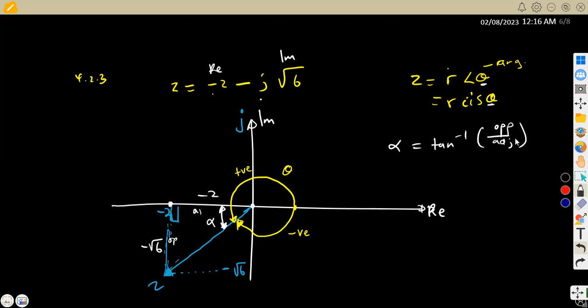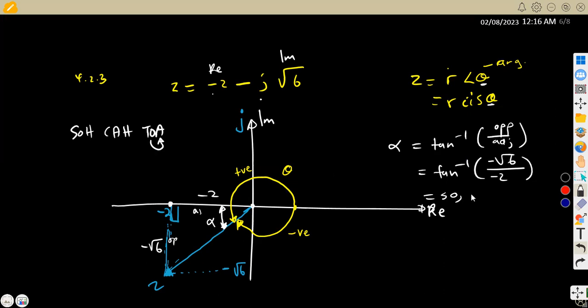Remember the trig ratio for tan from SOH CAH TOA: tan is opposite over adjacent. So if you want the angle, it will be arctan. So that's arctan of opposite, which is negative the square root of 6, over the adjacent, which is -2. If you simplify this on your calculator, you must obtain something like 50.768 degrees. That's the alpha that you're obtaining.